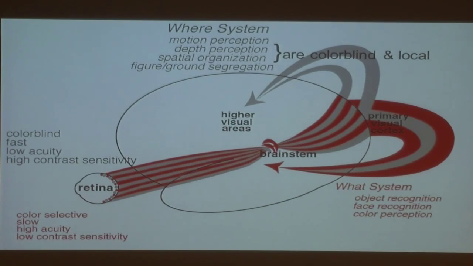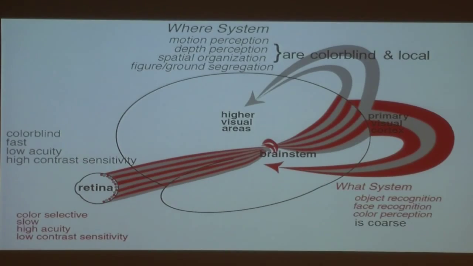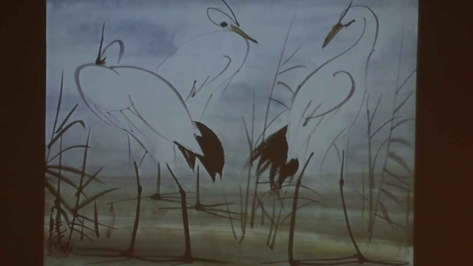So I hope I've convinced you that your ability to see motion, depth, and spatial organization are colorblind and calculated locally in visual cortex. Now I want to try to convince you that your color perception is low resolution. Of course, artists figured this out first.